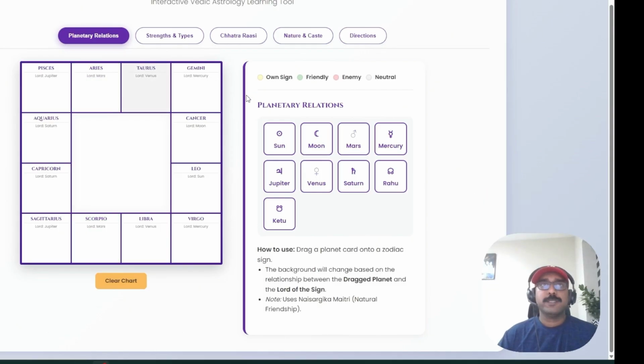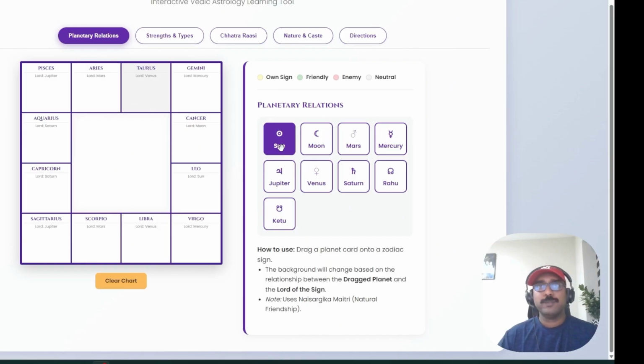As we explained before, we have a South Indian style chart here, and you can see the lord of each of the 12 houses mentioned. Here we have our nine planets, including Rahu and Ketu. Let's start with the planetary relationships first. So let's start with the Sun.